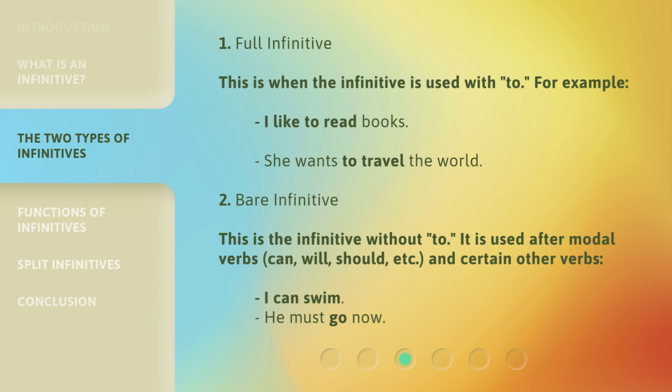1. Full infinitive. This is when the infinitive is used with to. For example, I like to read books. She wants to travel the world. 2. Bare infinitive. This is the infinitive without to. It is used after modal verbs, can, will, should, etc., and certain other verbs. I can swim, he must go now.